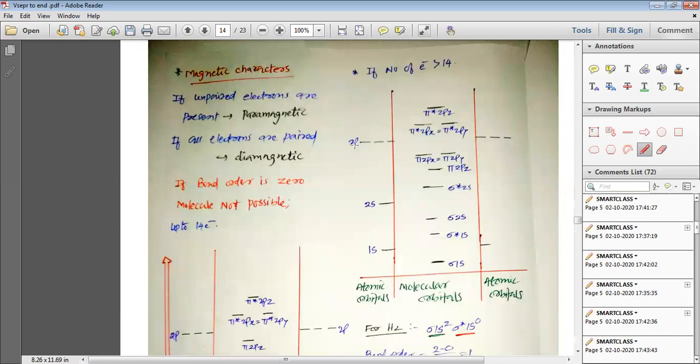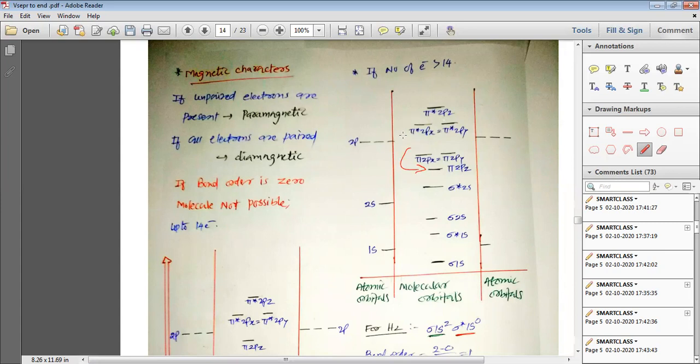But from 3 2p of one atom and 3 2p of another atom, first we get pi 2pz, pi 2px and pi 2py. Again here the energy of pi 2px and pi 2py remains the same, but the energy of pi 2pz becomes lower than the energy of pi 2px and pi 2py. This is the only change that we observe if the number of electrons is more than 14, my dear students.